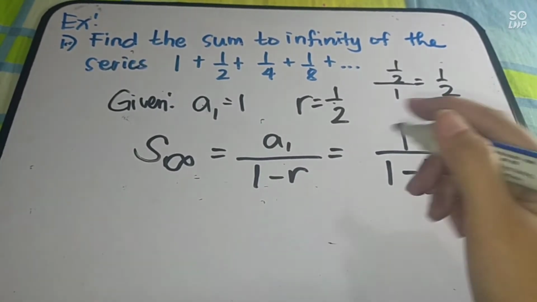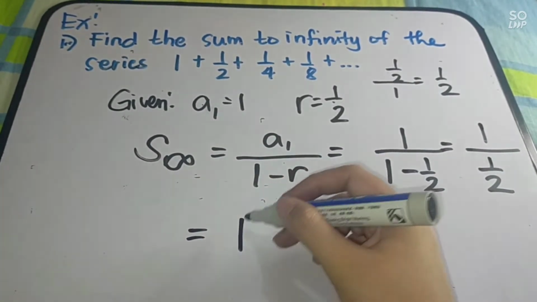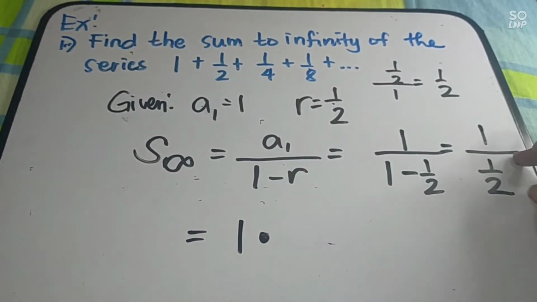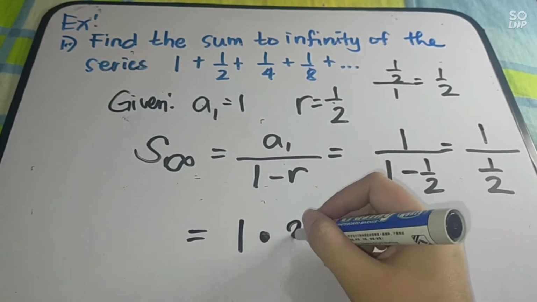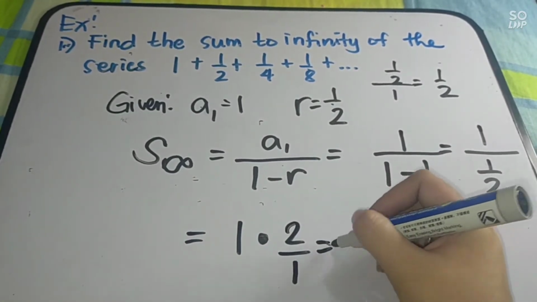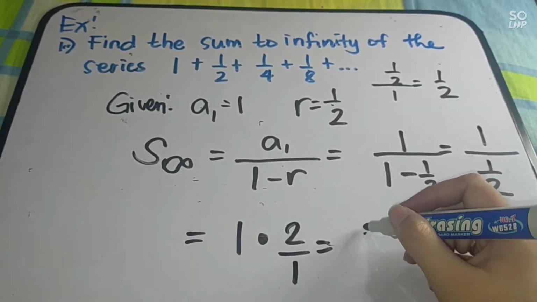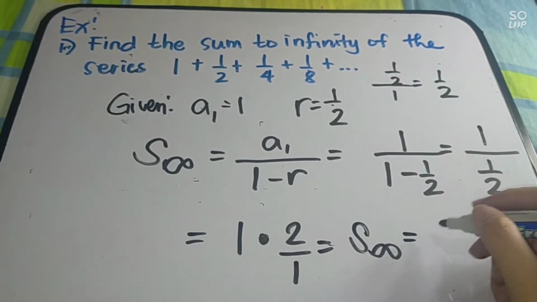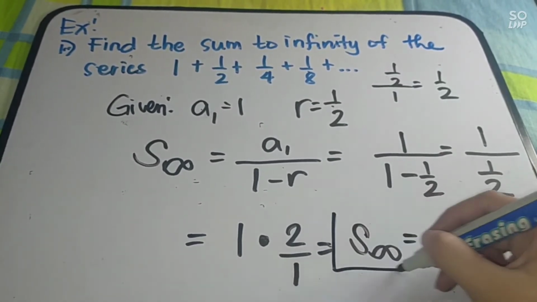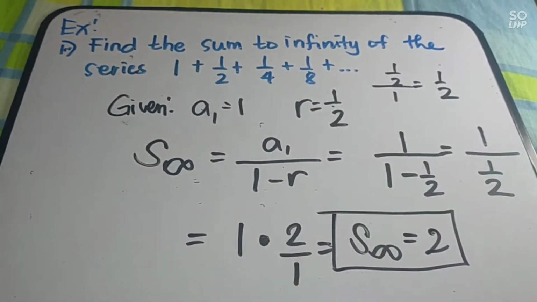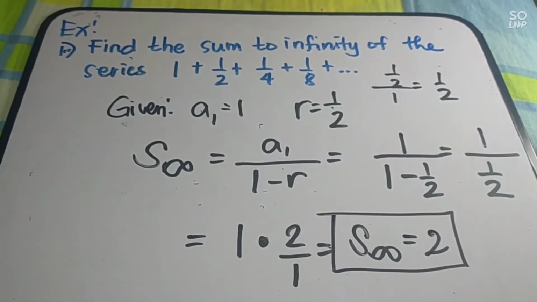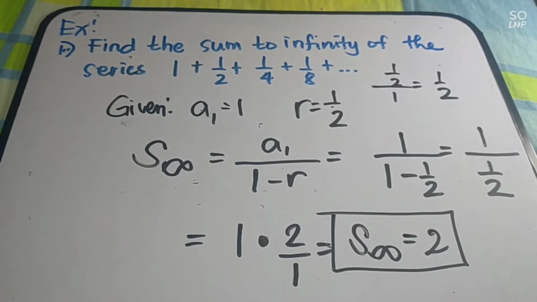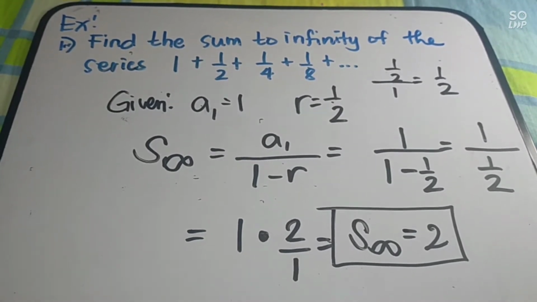So, 1 divided by 1 half. We have here 1, multiply. The 1 half, find its reciprocal, which becomes 2 over 1. Then, multiply. 1 times 2, the answer is 2. So, the sum of the infinity of the series is 2. That is how you find the sum of infinity. Is it clear? Another example.